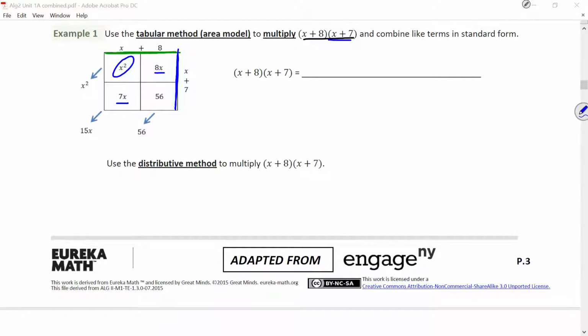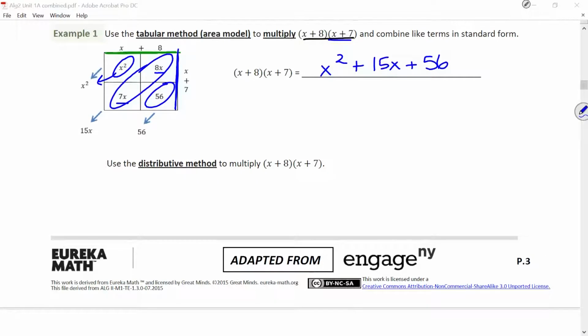The fun thing about the area model is that when we combine like terms diagonally, as long as we do it correctly and line things up correctly, things line up diagonally very nicely. So this diagonal adds to be x^2. This diagonal, 8x + 7x, because those are like terms, adds to be 15x. And then the other 56 is the constant term. There's no variables there. And that's it.